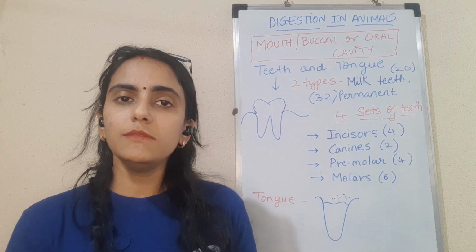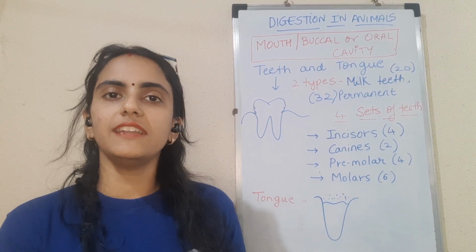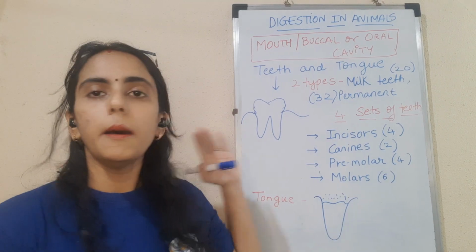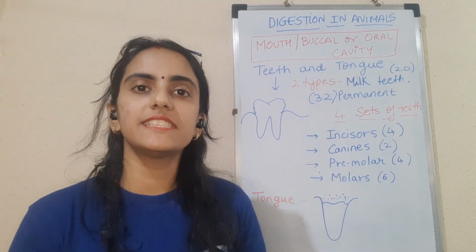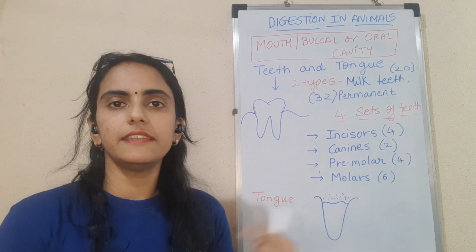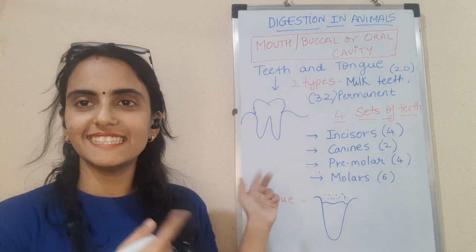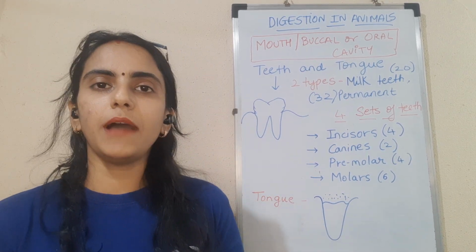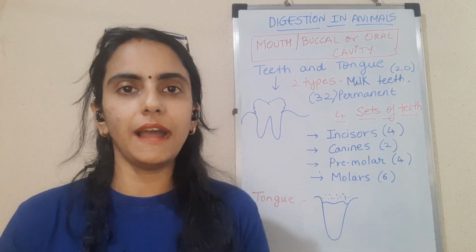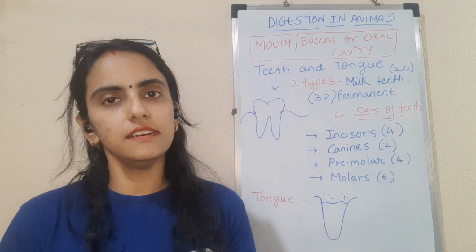So today we will be speaking about the first part of the digestive system, that starts from the mouth, right? It is the mouth from where we start putting in food, and then the entire process begins. So let's get started. In the mouth, we need to remember there are two important parts. One is the teeth and second is the tongue, right?